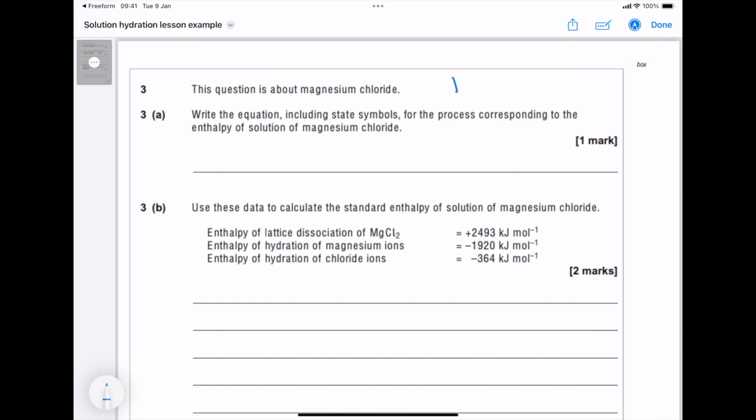So enthalpy of solution, delta H sol, is the enthalpy change when 1 mole of a compound dissolves in water to form an infinitely dilute solution under standard conditions. So in other words, it's just dissolving a salt in water. Magnesium chloride is the salt, so MgCl2(s). Then you can write aq over the top, and that becomes Mg2+(aq) to show that it's dissolved or solvated, plus 2Cl-(aq).